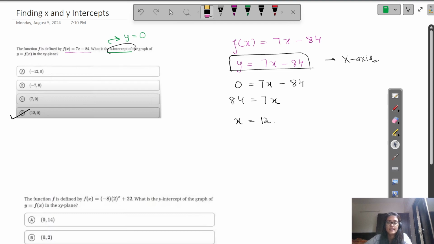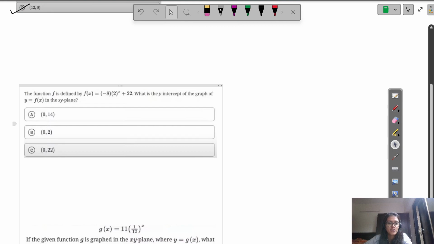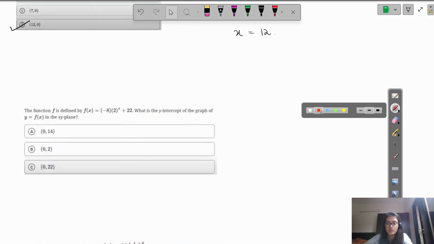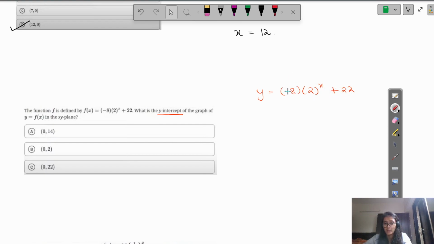Example number 2 is an exponential function. We have the function f defined by this. What is the y-intercept of the graph of f of x in the xy plane? In this case we have to find out the y-intercept. Let's write this function in equation notation. So we have y is equal to negative 8 times 2 raised to x plus 22. First we will solve it manually and then on DESMOS.